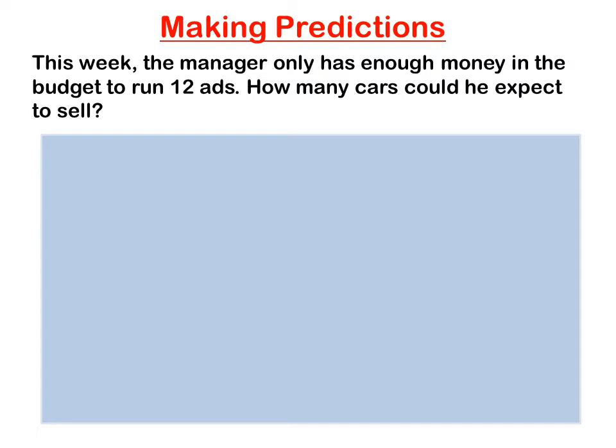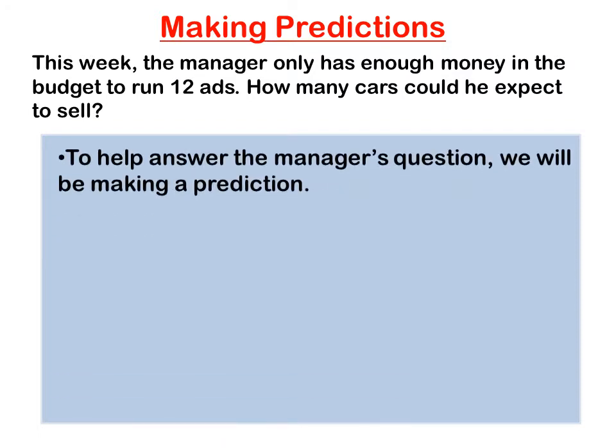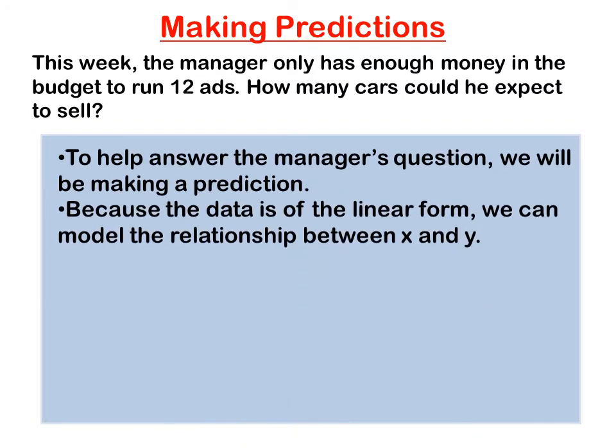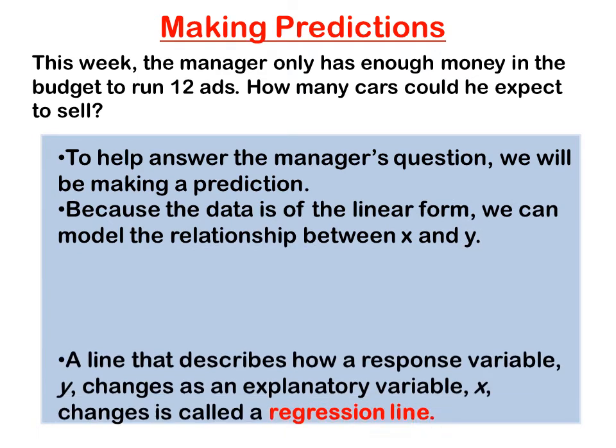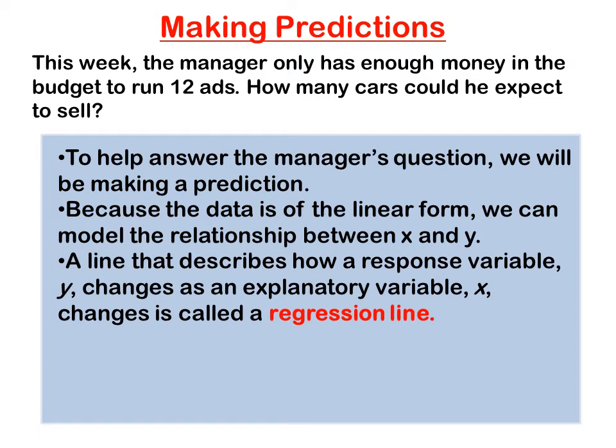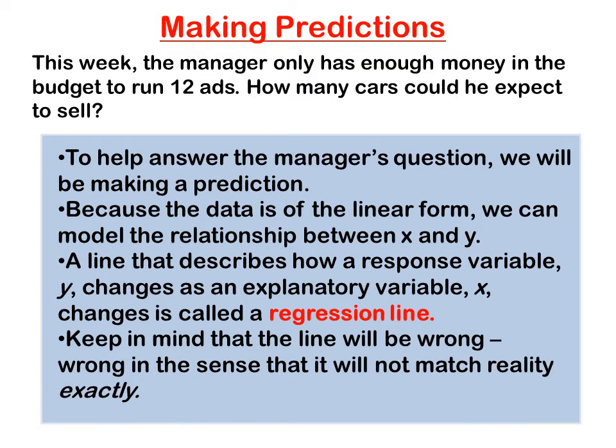This week, the manager only has enough money in the budget to run 12 ads. How many cars could he expect to sell? To help answer the manager's question, we will be making a prediction. Because the data is of the linear form, we can model the relationship between x and y. A line that describes how a response variable y changes as an explanatory variable x changes is called a regression line. Keep in mind that the line will be wrong in the sense that it will not match reality exactly.